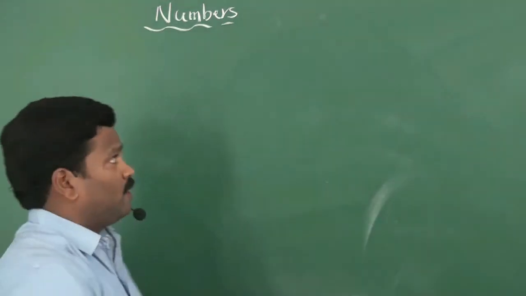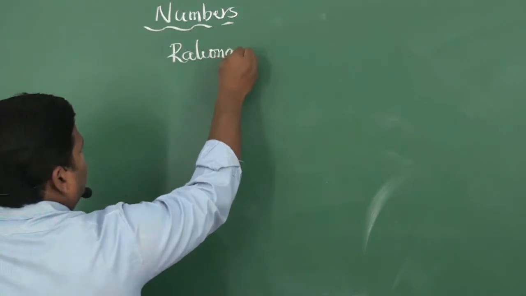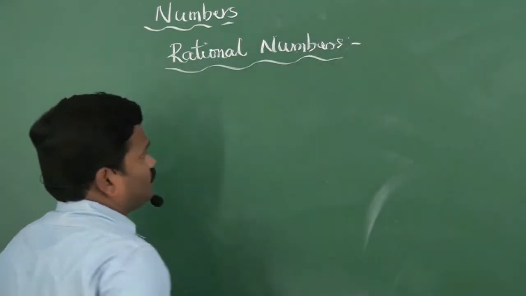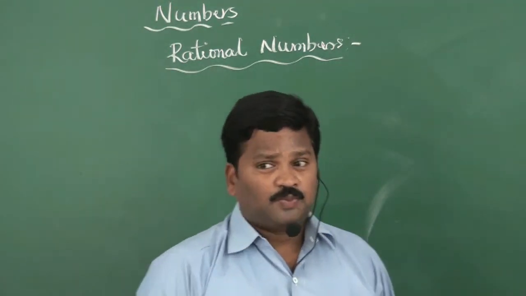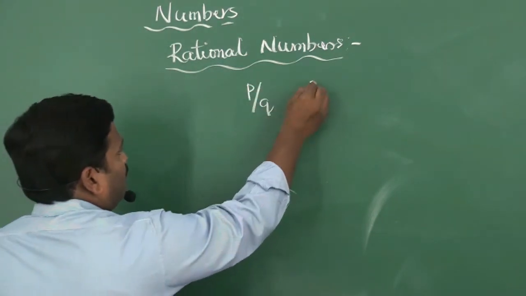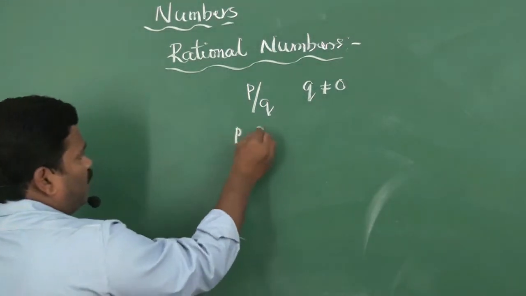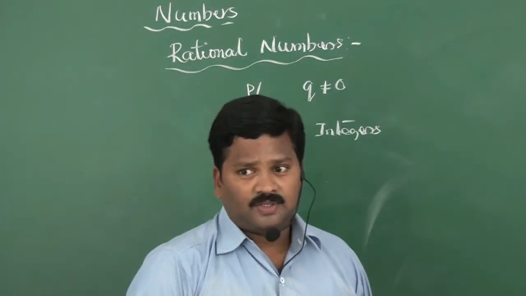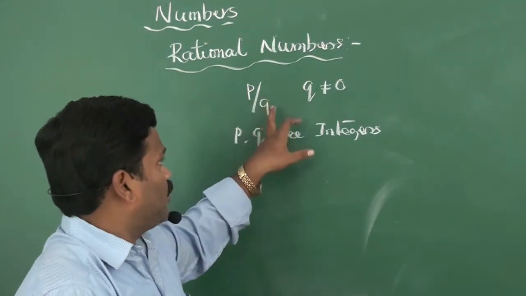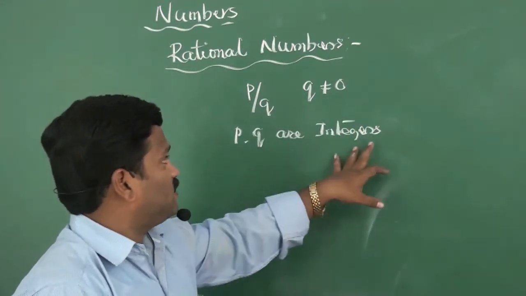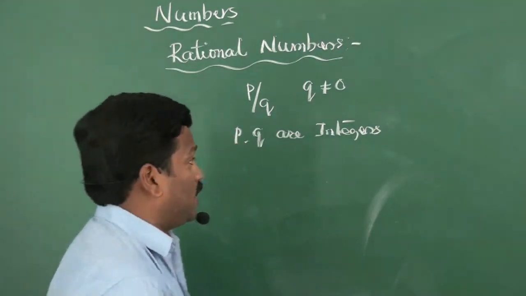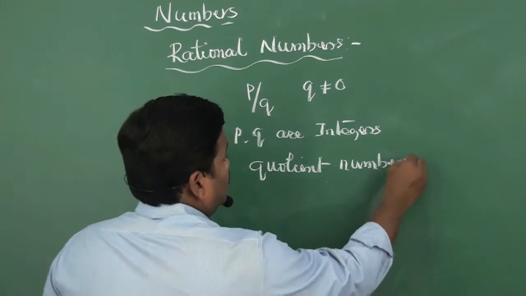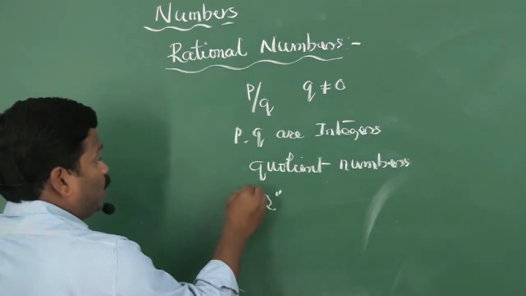Next type of numbers: rational numbers. The numbers which can be expressed in the form of p by q, where q is not equal to 0 and p, q are integers, are called rational numbers, or quotient numbers. That's why the set of rational numbers is denoted by the letter Q, for quotient.